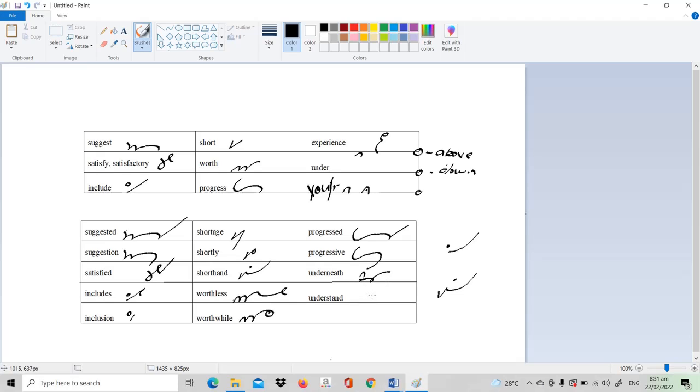Next, understand. We have stand, then under. So, huliin mong ilagay yung under. Okay, so that's how you stroke understand.